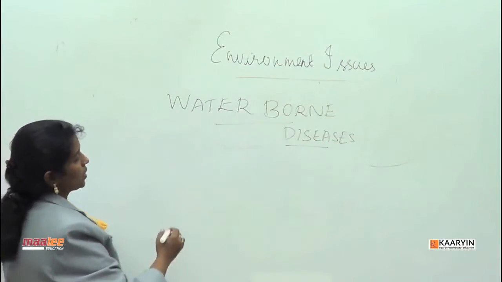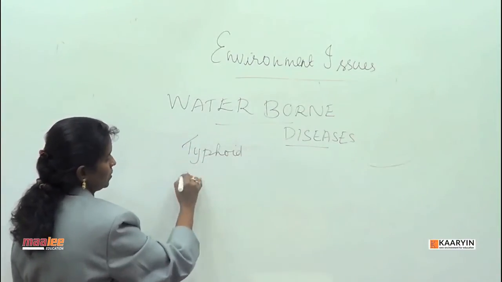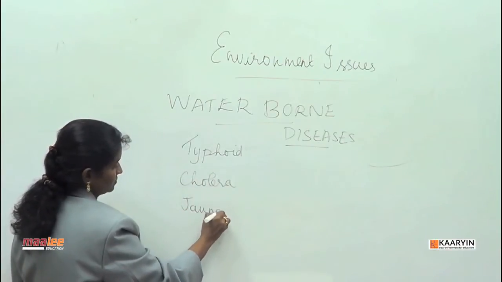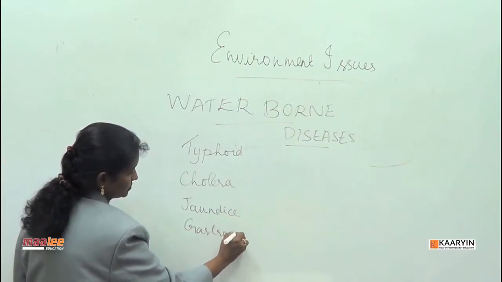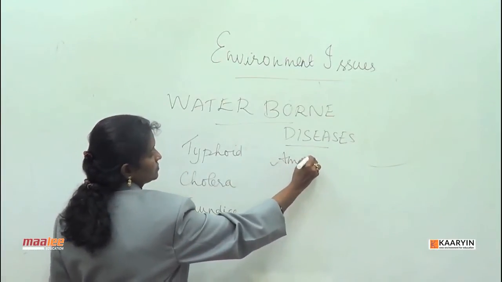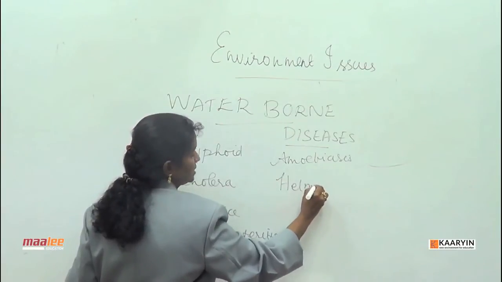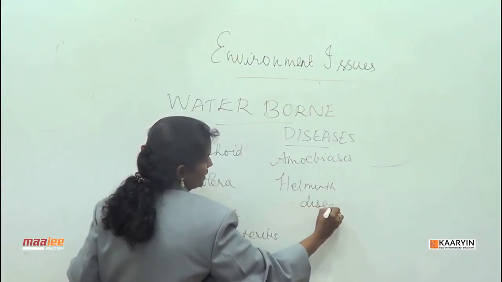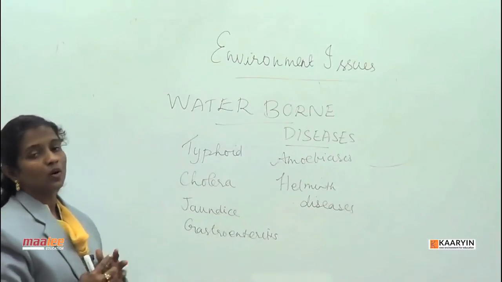So the various waterborne diseases are typhoid, cholera, jaundice, gastroenteritis, amoebiasis, and the presence of helminth diseases, ascariasis, teniasis, likewise. So drinking contaminated water will lead to these waterborne diseases.